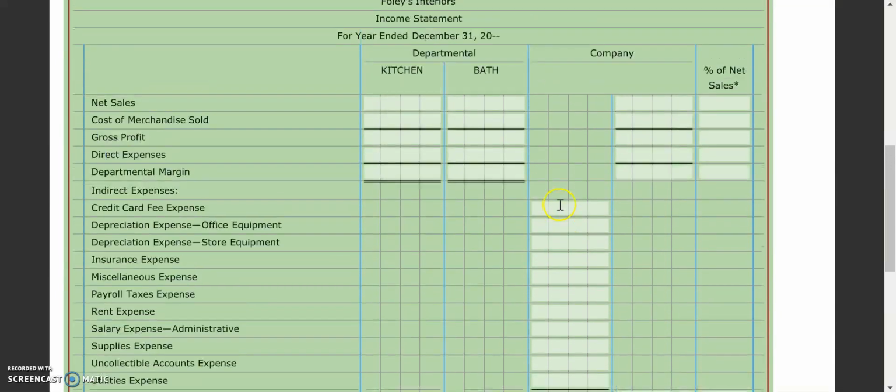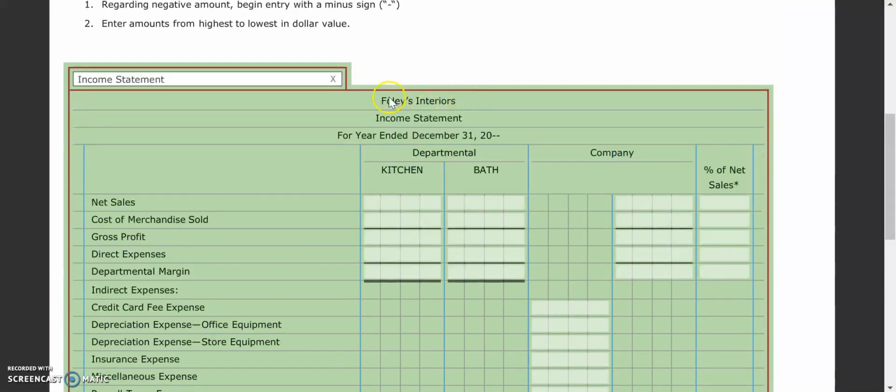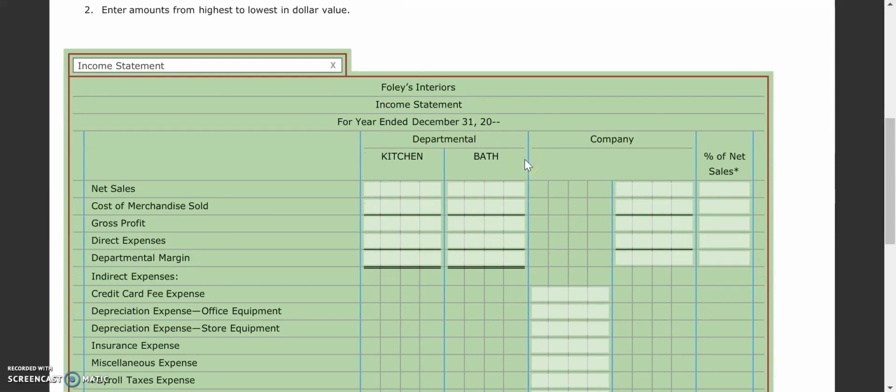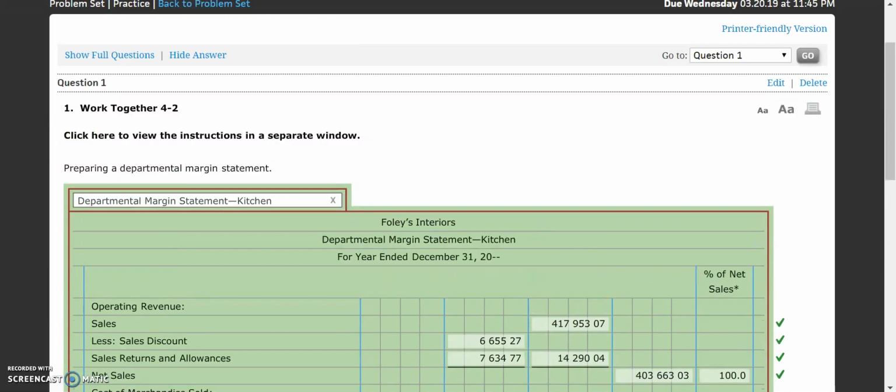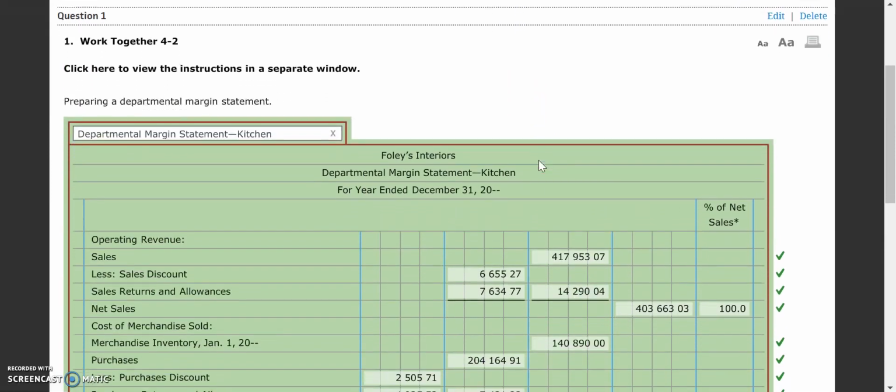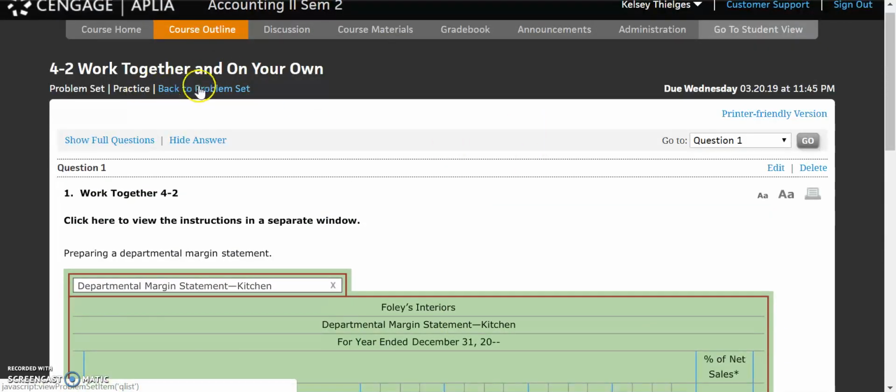Okay, so here you can see our income statement for our company Foley's Interiors. Remember that income statements are for the year ended. So we're going to get to work on this. Remember, we're going to need our net sales and cost of merchandise sold for each of our kitchen and bath departments. That's going to come from our departmental margin statements, which are our Work Together for 2.